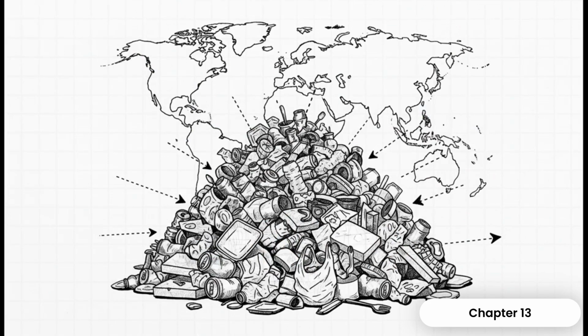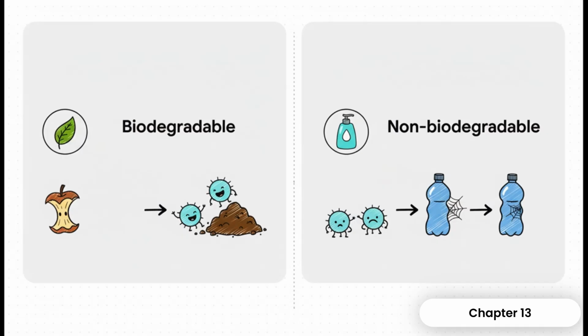Okay, on to the second big planetary headache, and this is one you and I deal with every single day, our garbage problem. The incredible amount of trash we make, and the question of, where does it all go? So all our trash basically fits into one of two buckets. You've got your biodegradable stuff, like food scraps or paper. Nature's cleanup crew, those decomposers, can handle that.